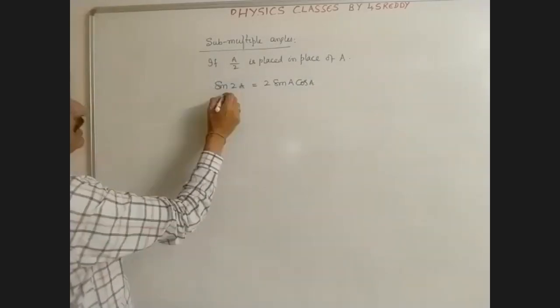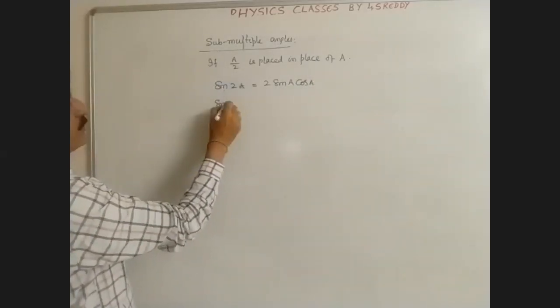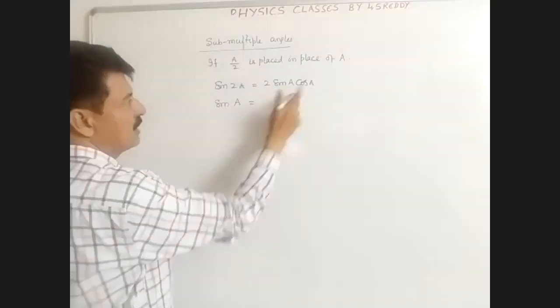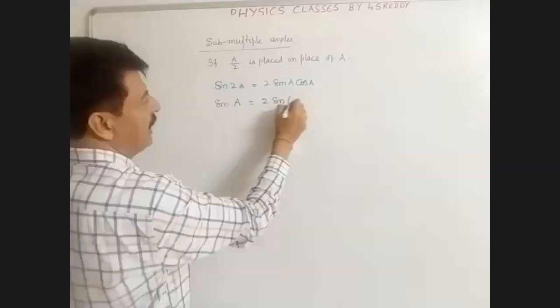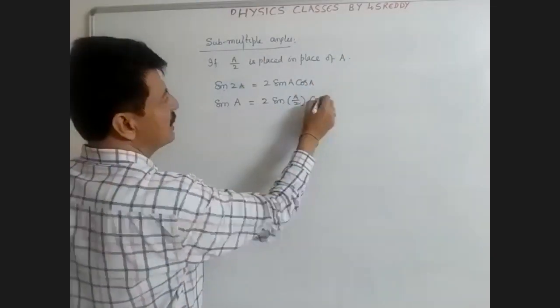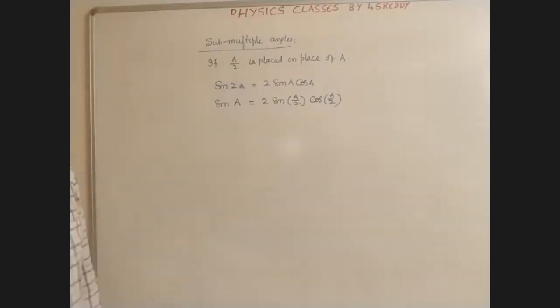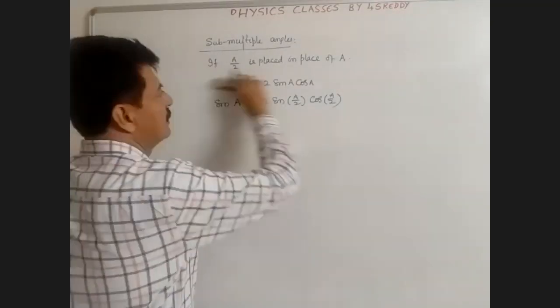Now, this is the multiple angle. The submultiple angle becomes A. So automatically this 2A becomes half, this also becomes half: 2 sin A by 2 cos A by 2. Like that, we can write. These are the submultiple angles.